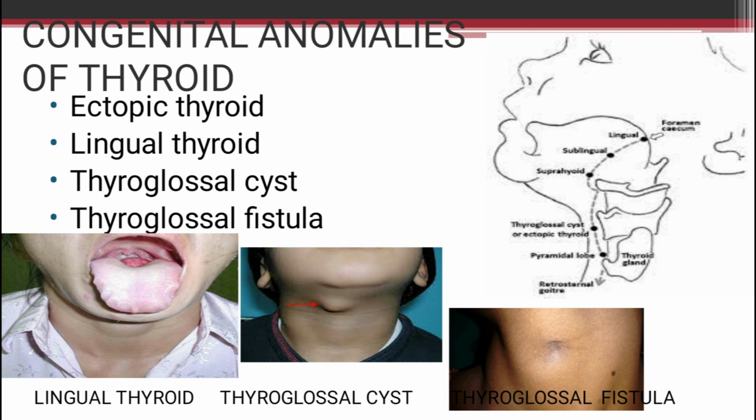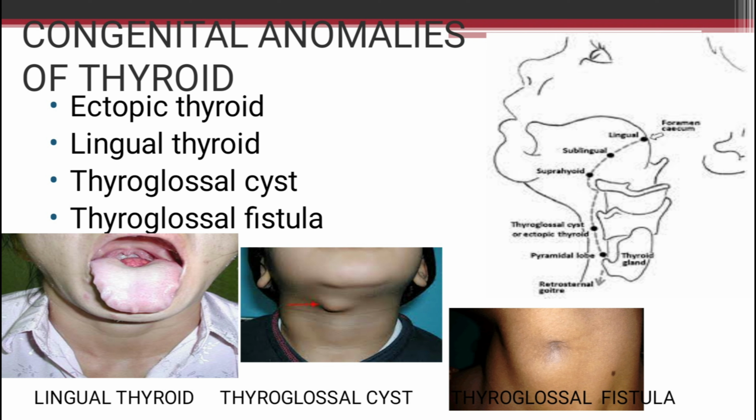Lingual thyroid, the thyroid tissue is present in the posterior one-third of the tongue at the foramen cecum due to incomplete migration of the thyroid gland. The lingual thyroid may cause dysphagia, that is difficulty in swallowing, pain and speech impairment, and also respiratory obstruction.